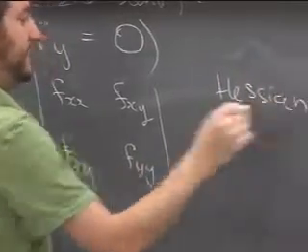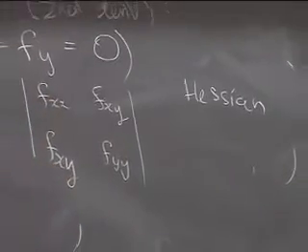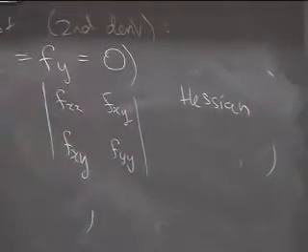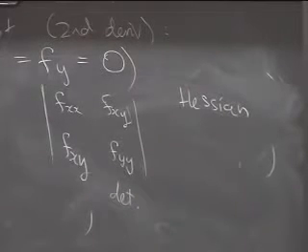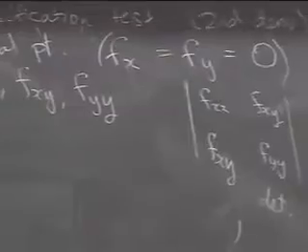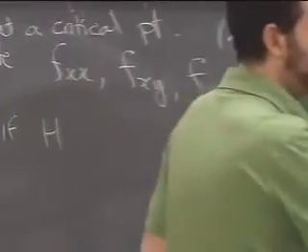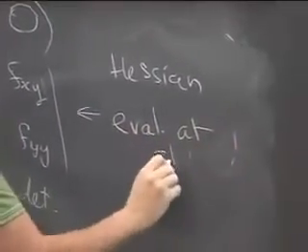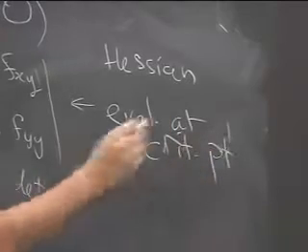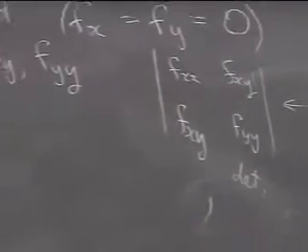And actually what we want is the determinant of this matrix. So I didn't just put round parentheses, I put these lines here. This is the determinant here. And the test says the following. First of all, you've got to evaluate the Hessian at the critical point that you care about. So if the Hessian there is positive, you either have a local max or a local min.